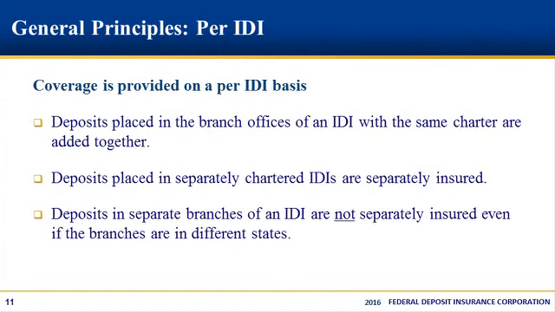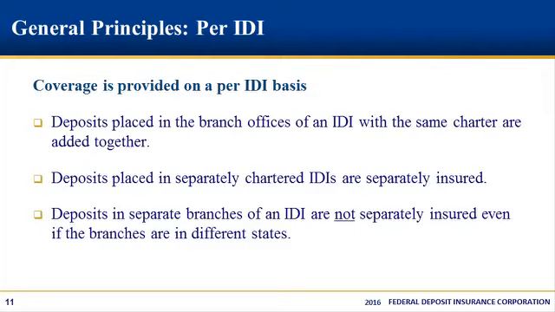FDIC deposit insurance coverage is provided on a per-bank basis. The FDIC receives a lot of questions about exactly how deposit insurance coverage is calculated at a specific FDIC-insured bank. For example, depositors ask, am I separately insured if I deposit funds in different branches of the same bank? Or am I separately insured if I deposit funds in the branch offices of the same bank, but the branch offices are located in different states?